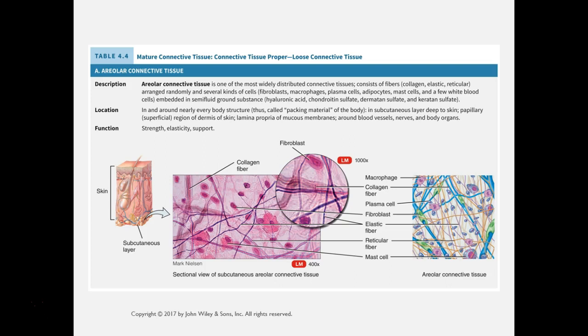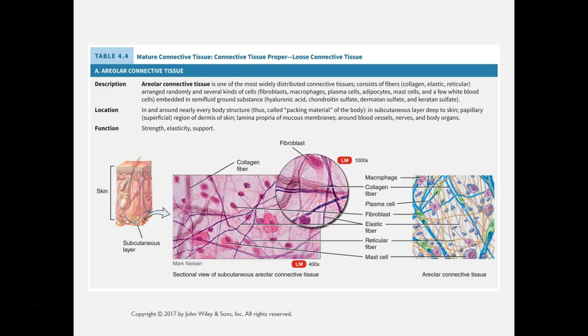So where do you find it? Everywhere. So in and around almost all body structures. So sometimes we just call this areolar connective tissue the packaging material of the human body. It's found in the subcutaneous layer of the skin. Remember, that was the fatty layer that's below the dermis. We find it in the reticular layer of the dermis. We find it in mucous membranes around blood vessels and nerves and body organs. So yeah, you get the picture. We have areolar connective tissue everywhere.